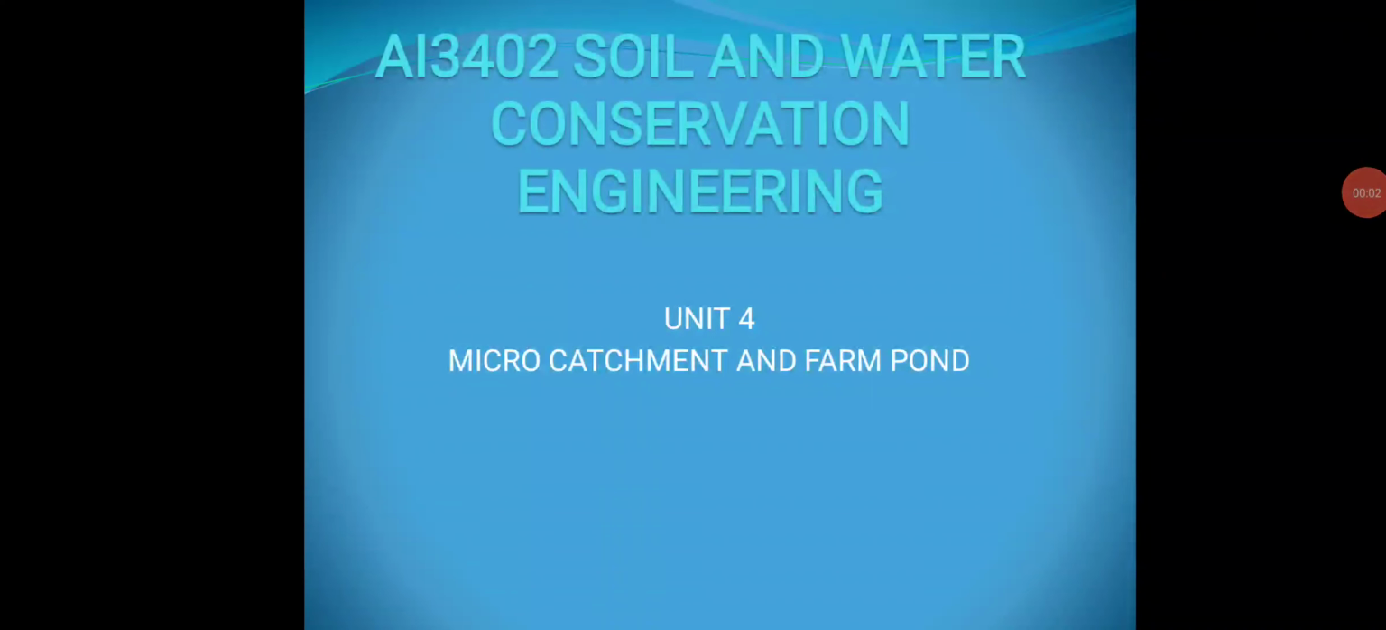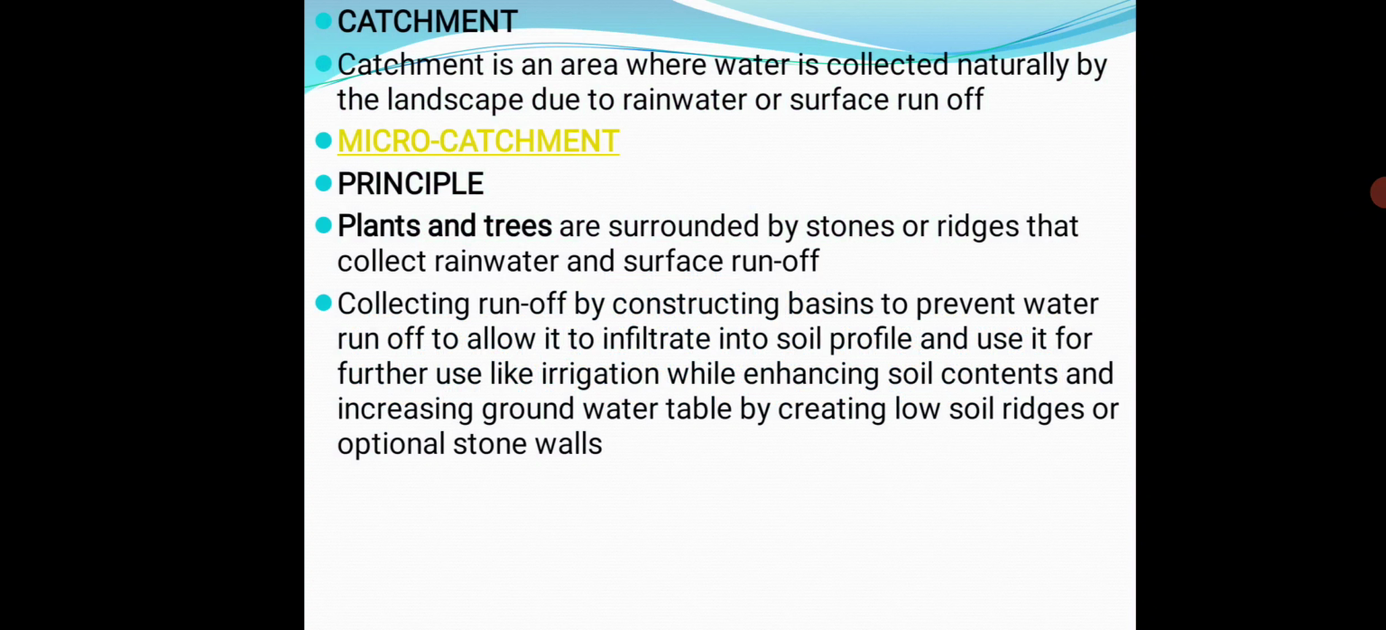In soil and water conservation engineering, the next topic is microcatchment and farm pond. Catchment. Catchment is an area where water is collected naturally by the landscape due to rainfall, rainwater or surface runoff, etc. And in microcatchment, plants and trees are surrounded by stones or ridges that collect rainwater and surface runoff.